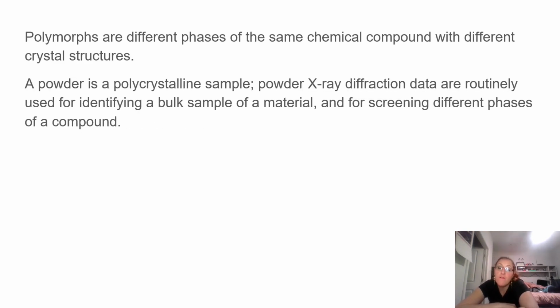Polymorphs are different phases of the same chemical compound with different crystal structures. A powder is a polycrystalline sample. Powder X-ray diffraction data are routinely used for identifying a bulk sample of a material and for screening different phases of a compound.